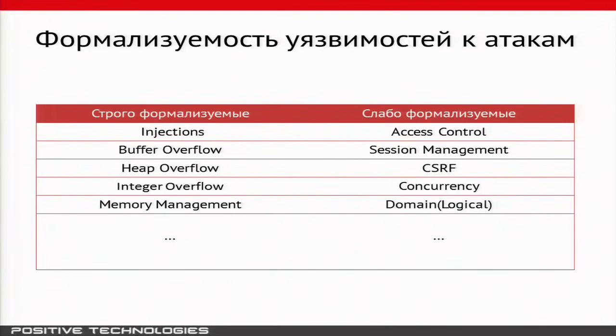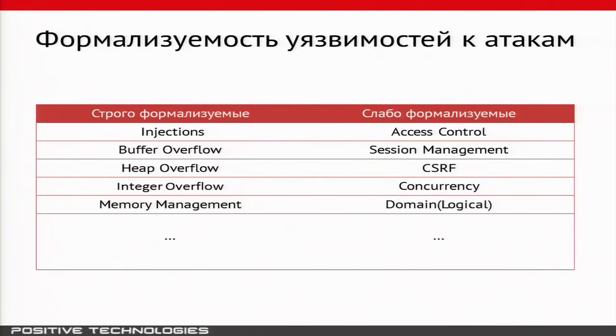So you cannot formalize all the vulnerabilities as a rule, because sometimes we don't know how it should or shouldn't be. All types of injections, SQL and others that I listed, can be formalized. Buffer overflow, at least for detecting, is quite easy or formalizable. And other things on the slide.